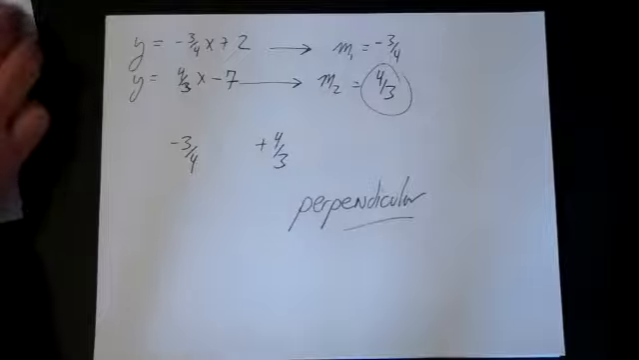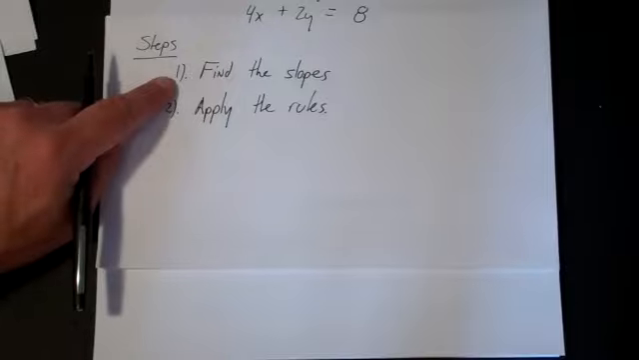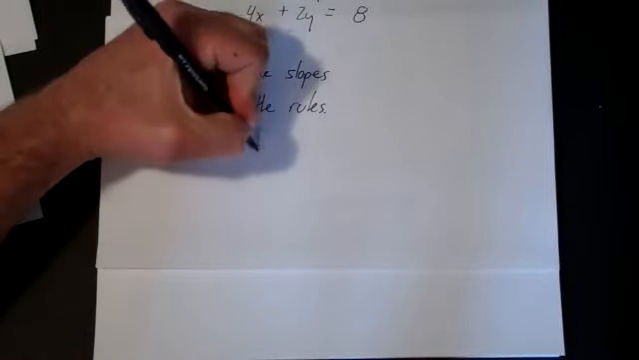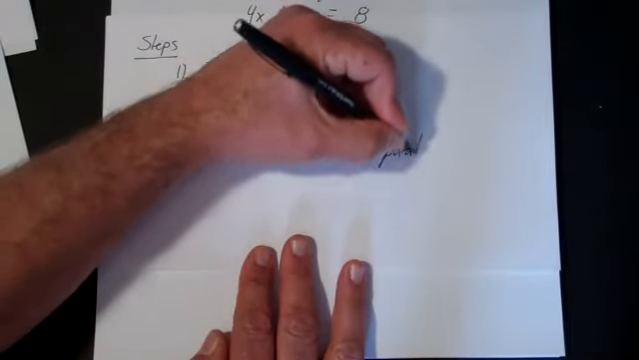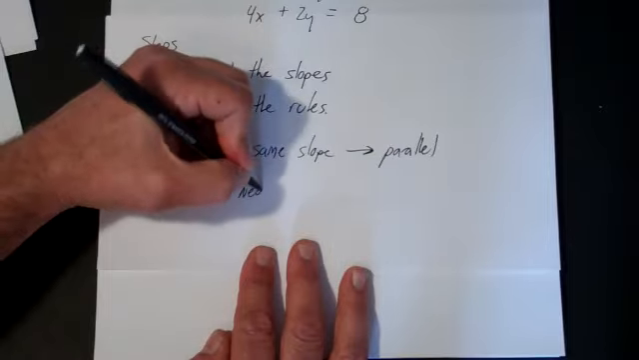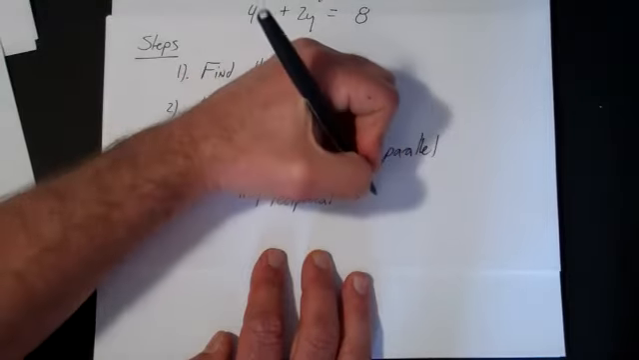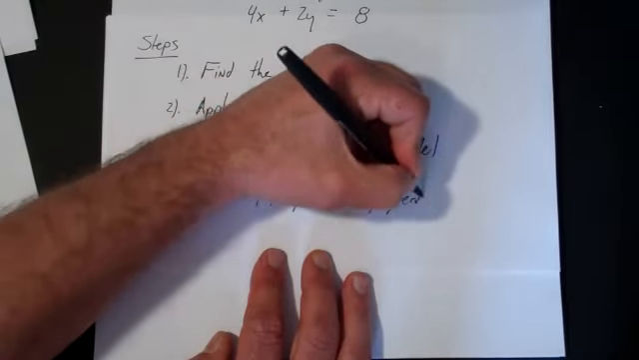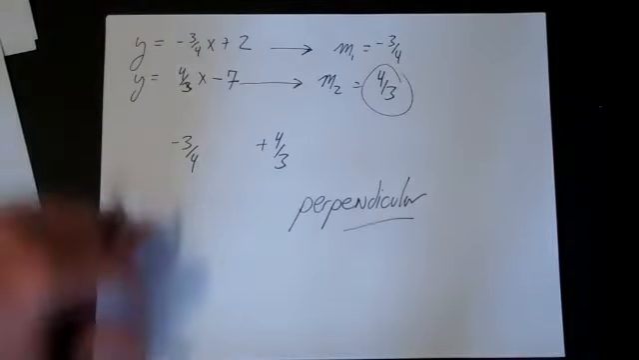So those are the steps of finding out if they're parallel or perpendicular. There's just two basic steps. First, you find the slopes, and then you apply the rules. And what are the rules? Same slope, parallel. Negative reciprocal slopes, then that means they're perpendicular. There's only one exception, and that's with vertical and horizontal lines, and that's what we're going to do in the next video. Well, there's also some more examples, but that's how you find if lines are parallel, perpendicular, or neither.